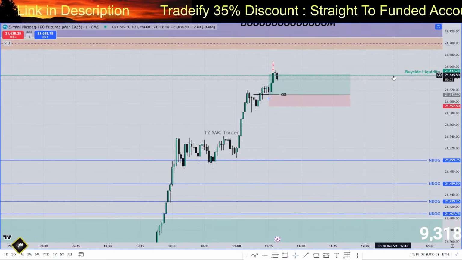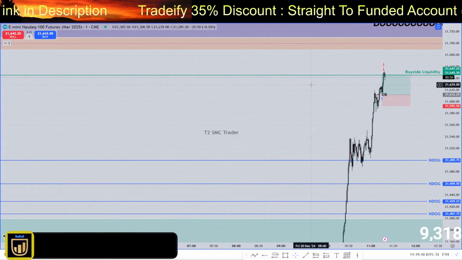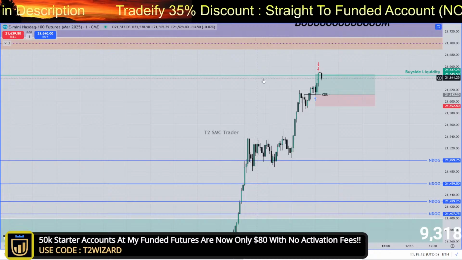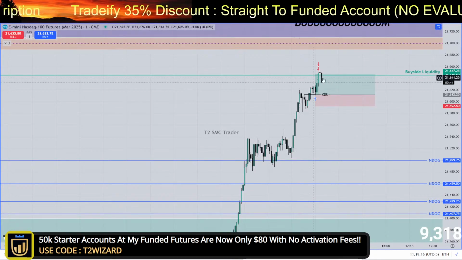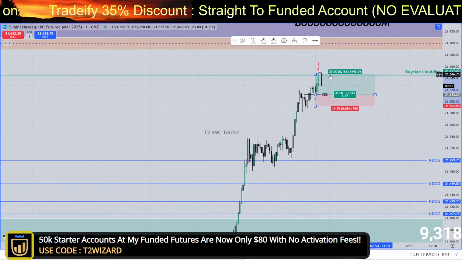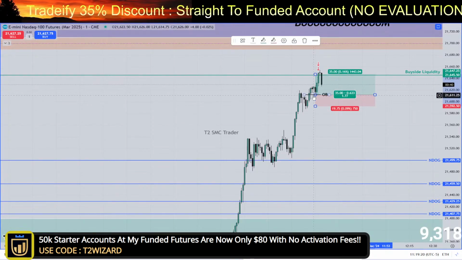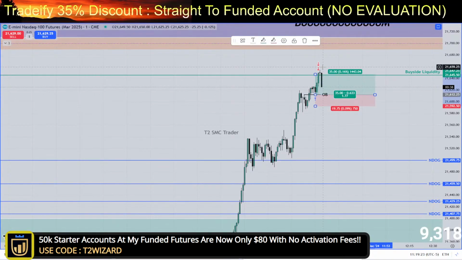That was the extreme buy side liquidity. Remember, I just marked it randomly, the high, just didn't mark it close by. So that was the buy side liquidity, and it provided me the buy side liquidity from that order block. I'm happy with that.